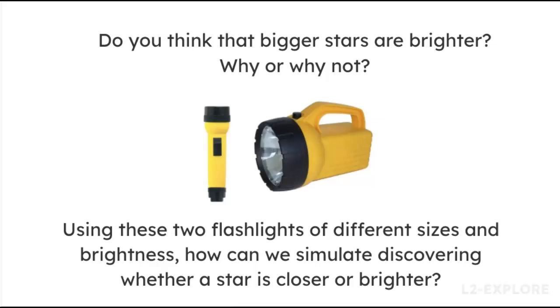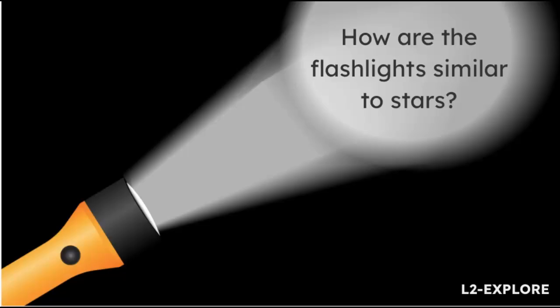For the Explore portion, you'll prepare the star and distance demonstration and tell students that, like the marble and ping pong ball, the stars that we see at night are not all the same size and are not all at the same distance from Earth. You'll ask if they think that bigger stars are brighter. You'll demonstrate how the apparent brightness of the sun and stars is due to relative distances from Earth using the 2 flashlights.